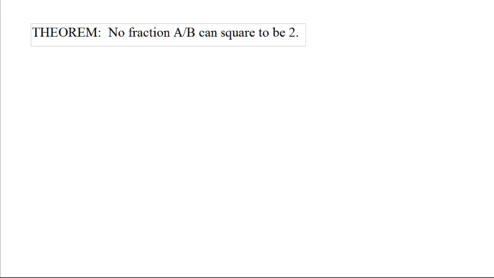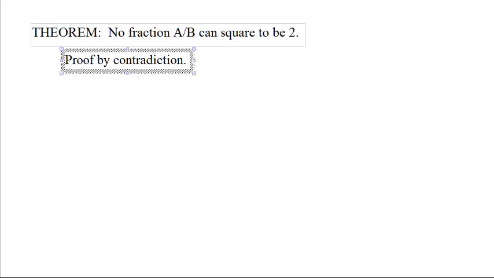So at the end of the last video, we explained how Pythagoras concluded that the number that squares to be 2, like every other number, ought to be a nice fraction of whole numbers. Well, here's a theorem that says that it's not. Theorem: no fraction a over b can square to be 2.